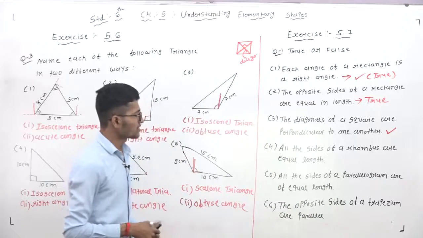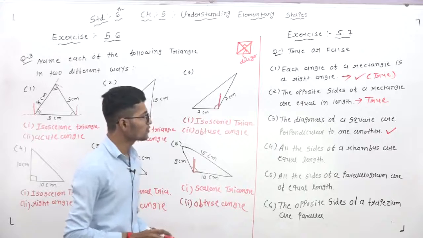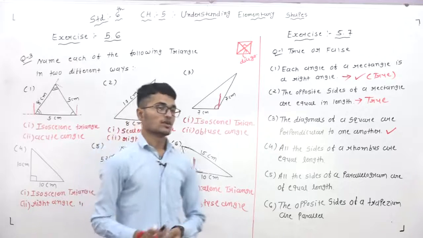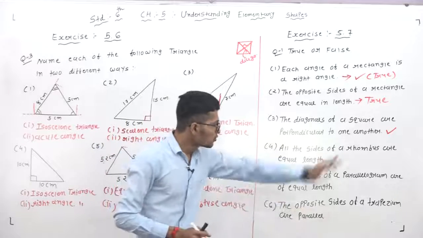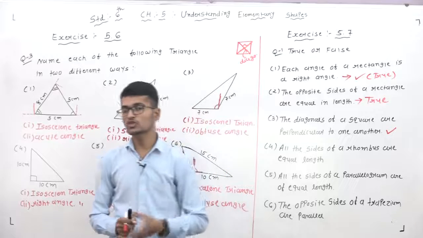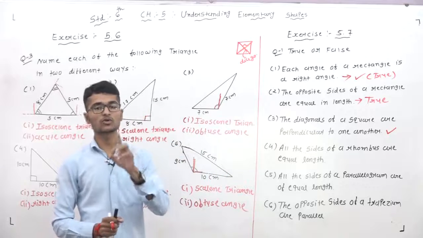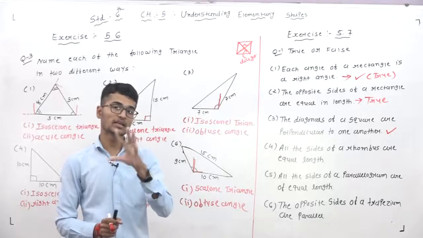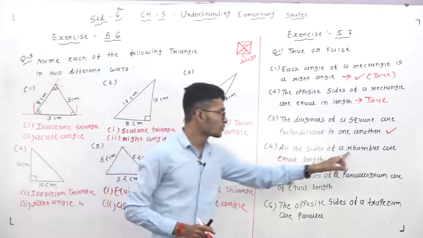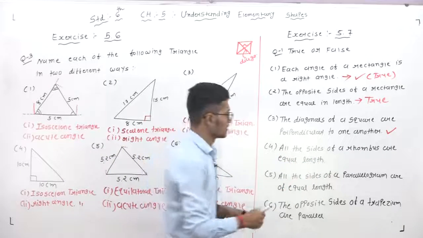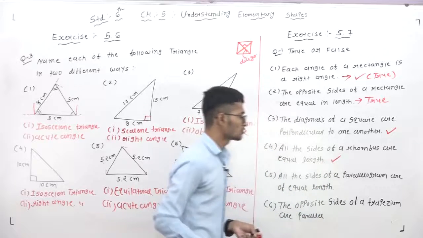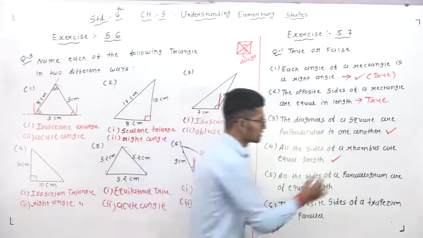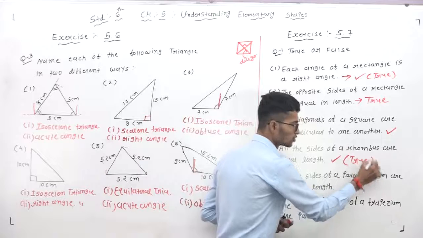Then our next question is question number 4. All the sides of a rhombus are equal in length. Rhombus, so this is the property. What is the rhombus property? Dear students, the rhombus property is that all the sides are the same, equal in length. So here it is given that all the sides of a rhombus are equal in length. Yes, so this is also the right answer. This means this is also true.